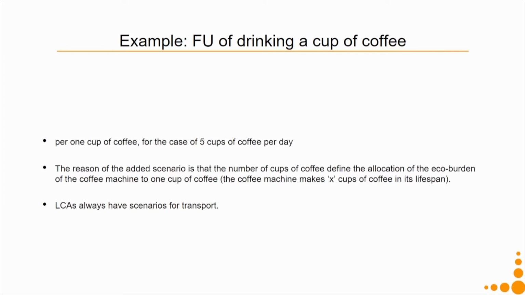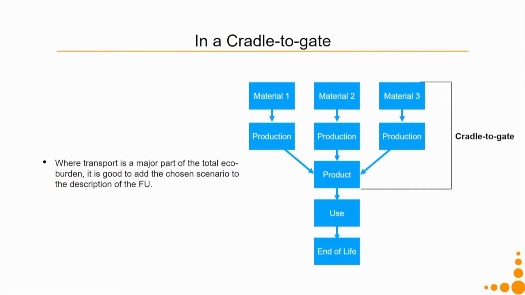LCAs always have scenarios for transport. Why so? The scenario for transport is important in a cradle to grave. It is much more important in cradle to gate, where I am only talking from the material extraction up to the gate of the factory. Why is this more important in this case? Because when you take the component of transport, the percentage of the eco burden in this whole system is quite significant. But transport is important in cradle to grave, cradle to gate, in all kinds of systems.